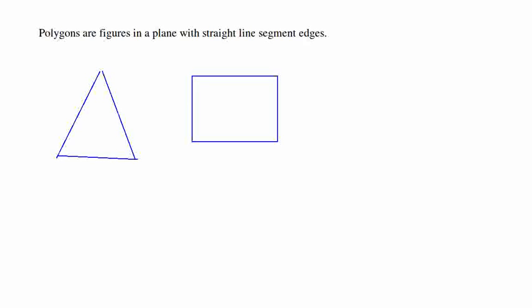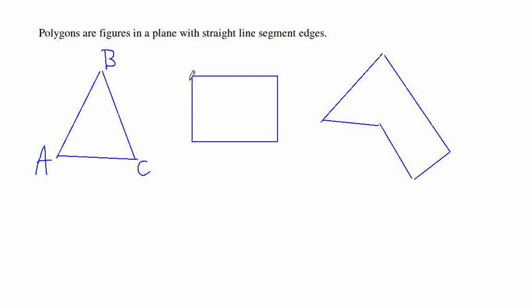All right, some examples. So a triangle is a figure in a plane with straight line segment edges. So is a rectangle. And you can have more complex examples. All right. Now let me show you one way that you can denote specific polygons. All right, give me a second to label all the vertices of my examples.